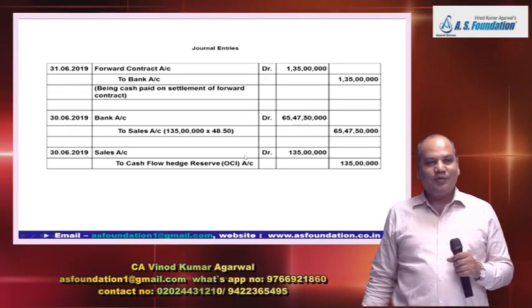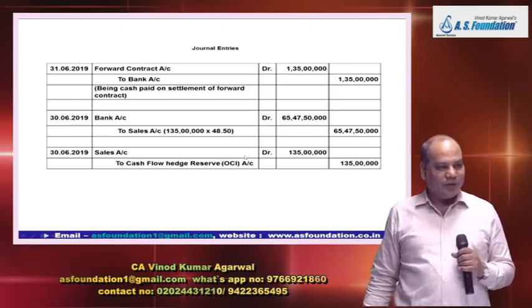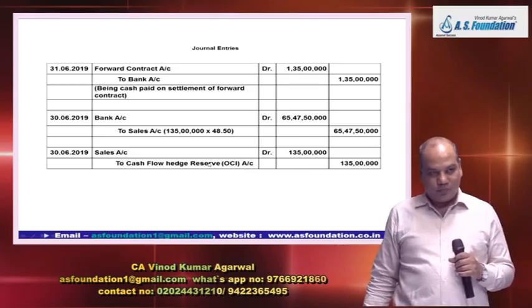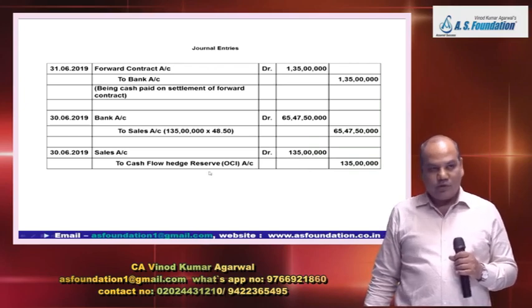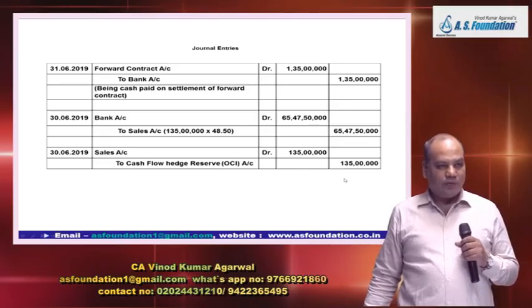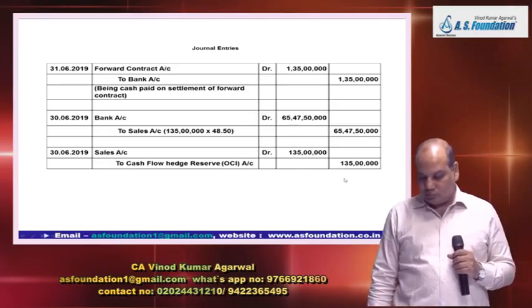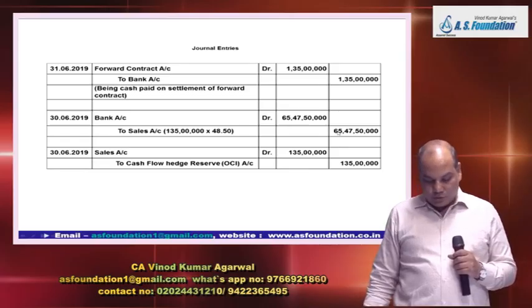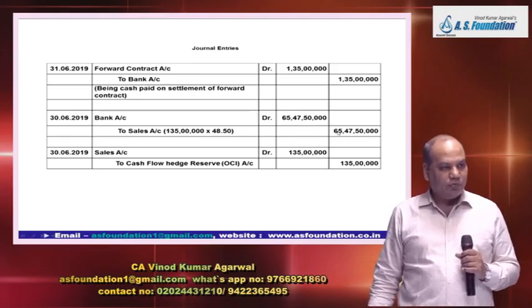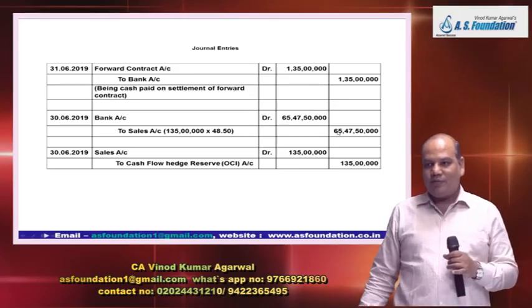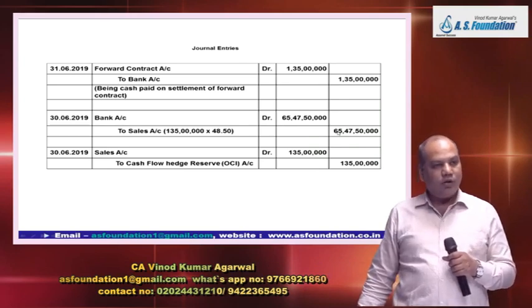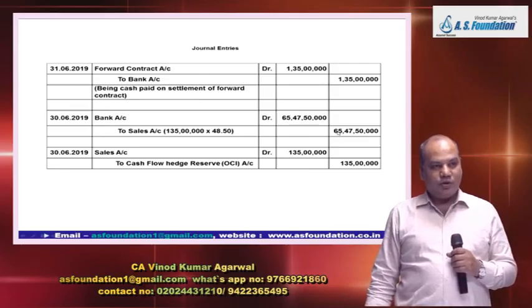And then you also transfer the cash flow hedge reserve against sales. So sales account debit 1 crore 35 lakh to cash flow hedge reserve OCI account 1 crore 35 lakh. Done. So the net effect in sale account will be 60, which is at the rate of 47.50 only. That is the benefit of forward contract. It should reflect in my financial statement also. Done, everybody?